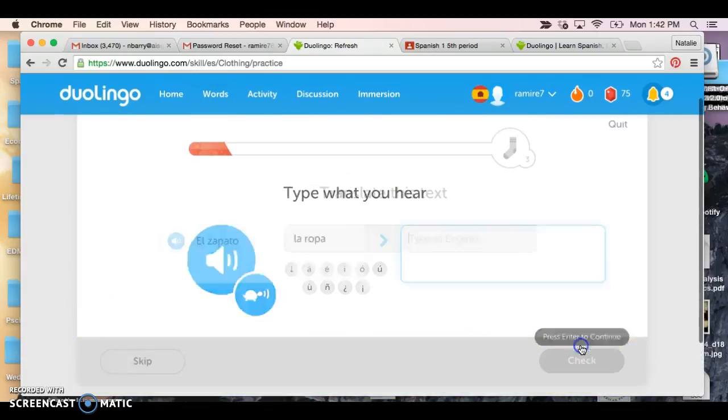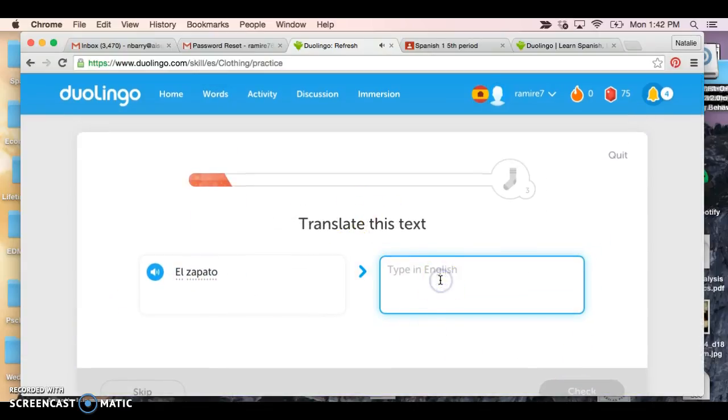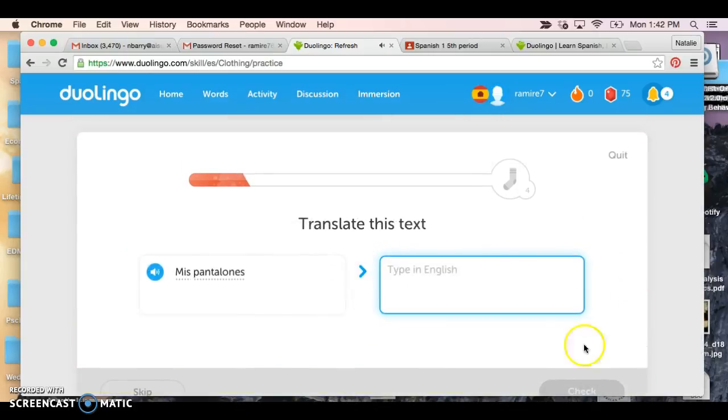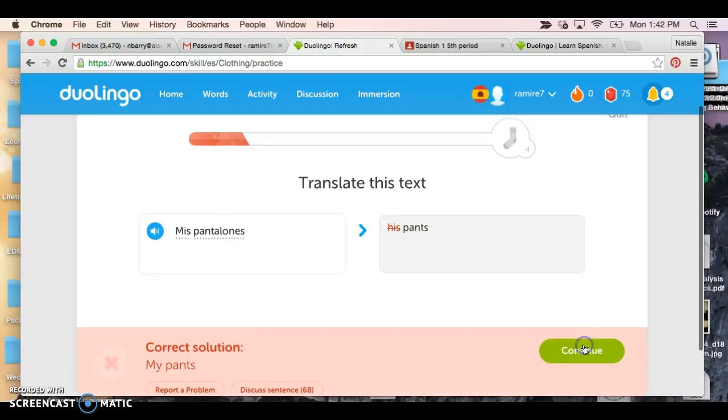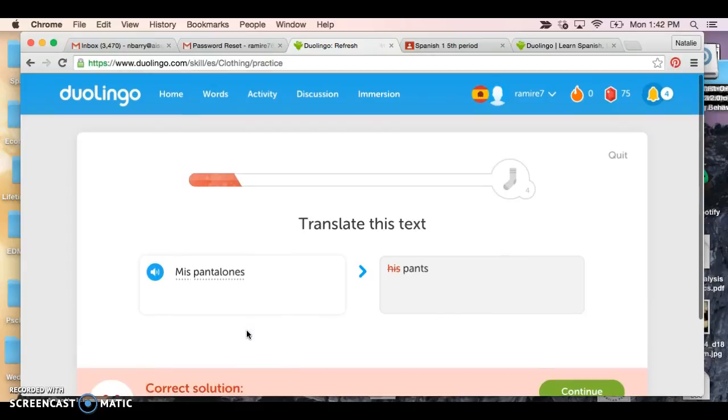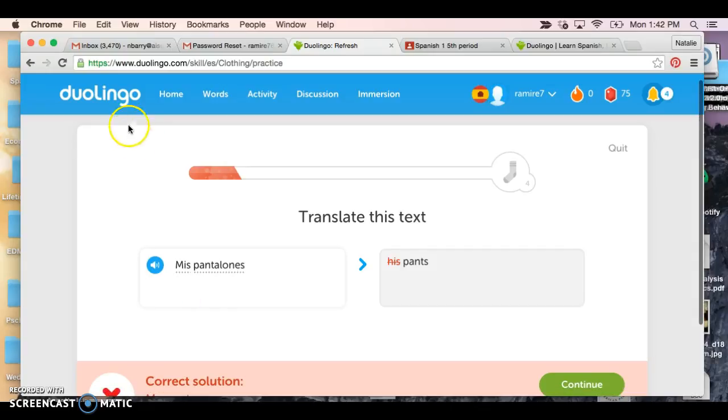And then they can keep going over and over and over again until they finish. Mis pantalones. So even if you get something wrong like this, so I know this is my pants, but let's say I put his pants or something like a really minor error, it will tell you that it's incorrect, and then you get so many wrong choices. I think you get 3 wrong choices until it actually ends the activity and makes you go back to the one before it. So it's pretty fun for the kids.